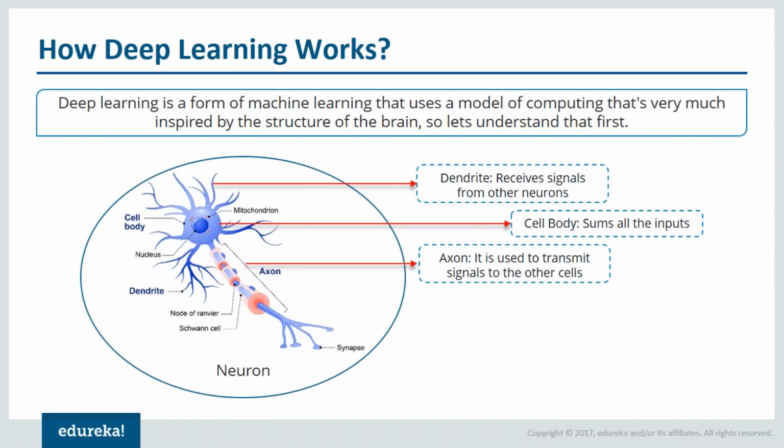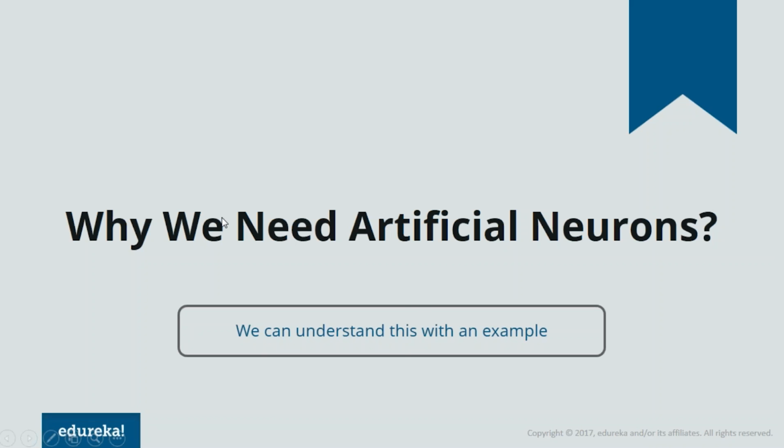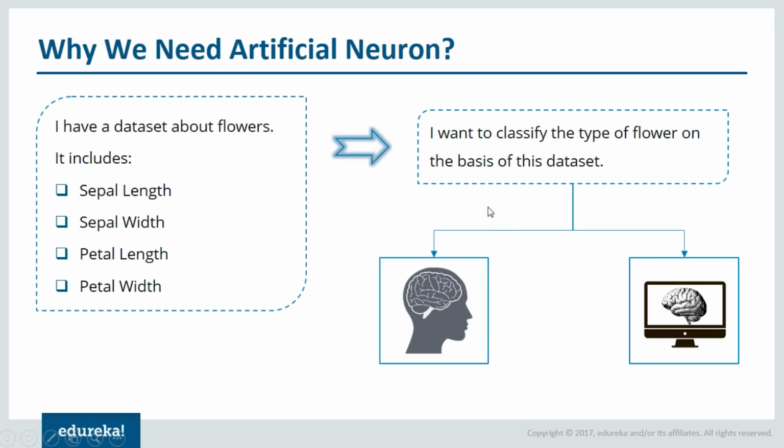And we take the same process forward and try to create artificial neurons. So let us understand why we need artificial neurons with an example. Say I have a data set of flowers, and that data set includes sepal length, sepal width, petal length, and petal width. Now I want to classify the type of flower on the basis of this data set. There are two options. Either I can do it manually, looking at the flower and determining by its color or any other means what sort of flower it is, or I can train a machine to do that.